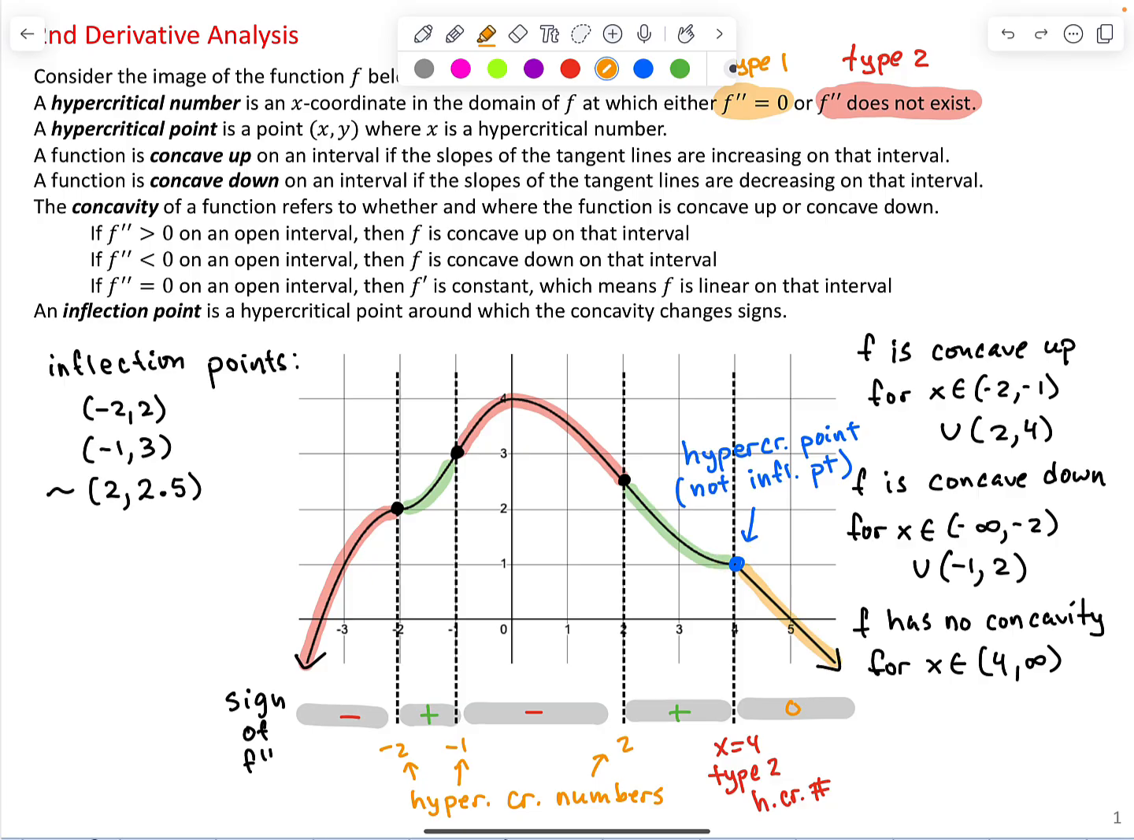So as we move forward, we are going to find hypercritical numbers and therefore hypercritical points, and then test the signs of the second derivative in the surrounding subintervals to determine whether there are changes in concavity to determine which hypercritical points are in fact inflection points. Okay, let's move on to the next page.